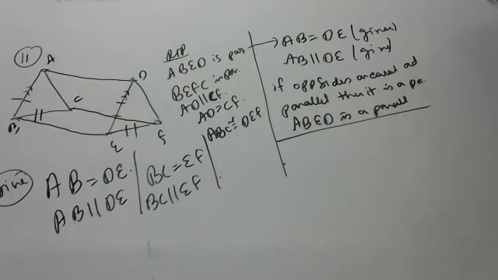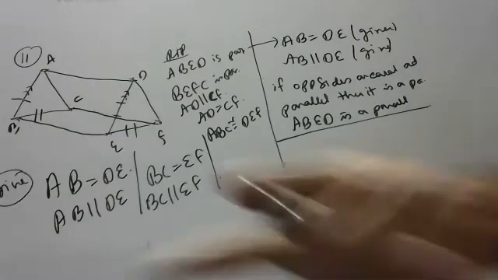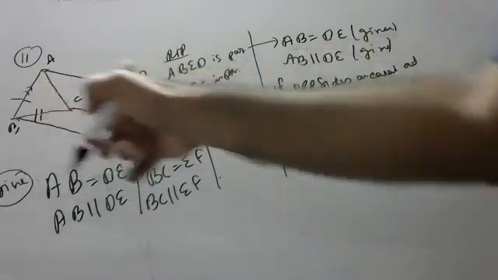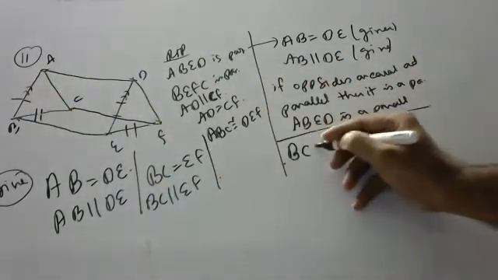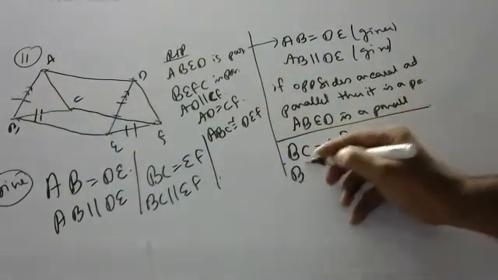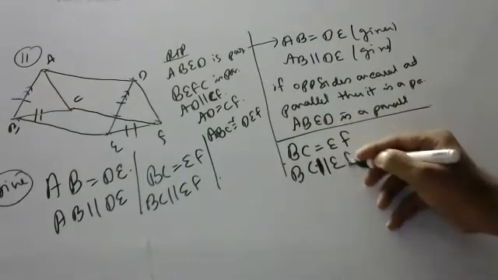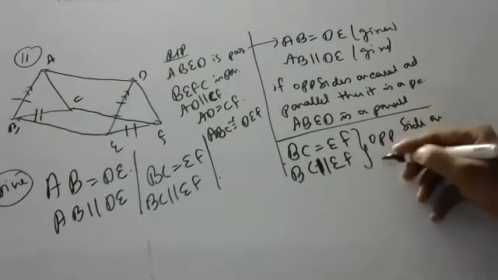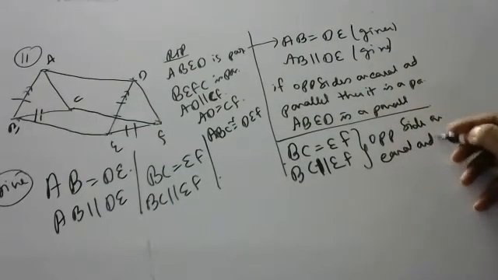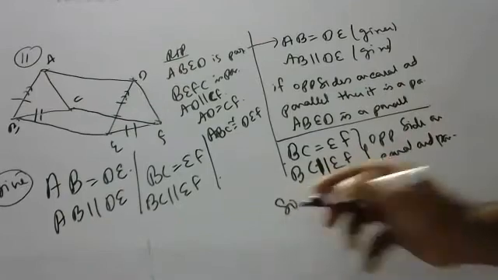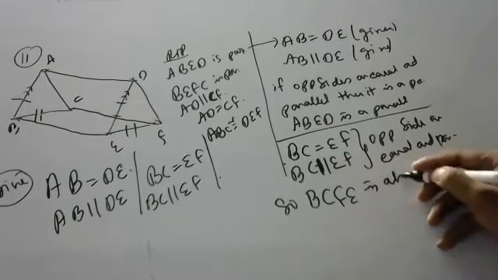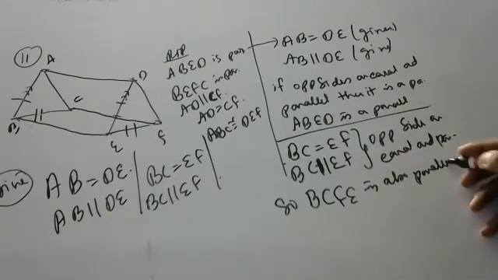No, sir, we didn't understand it. Second proof I will show, children. Easily you understand. BC is equal to EF and BC is parallel to EF. What is this? Opposite sides are equal and parallel. So what can we write? BCFE is also a parallelogram. Over, children.